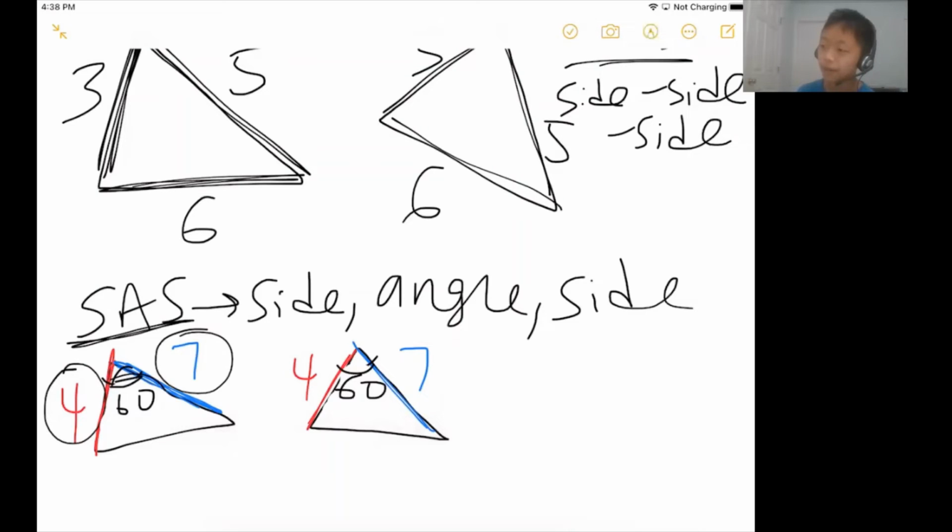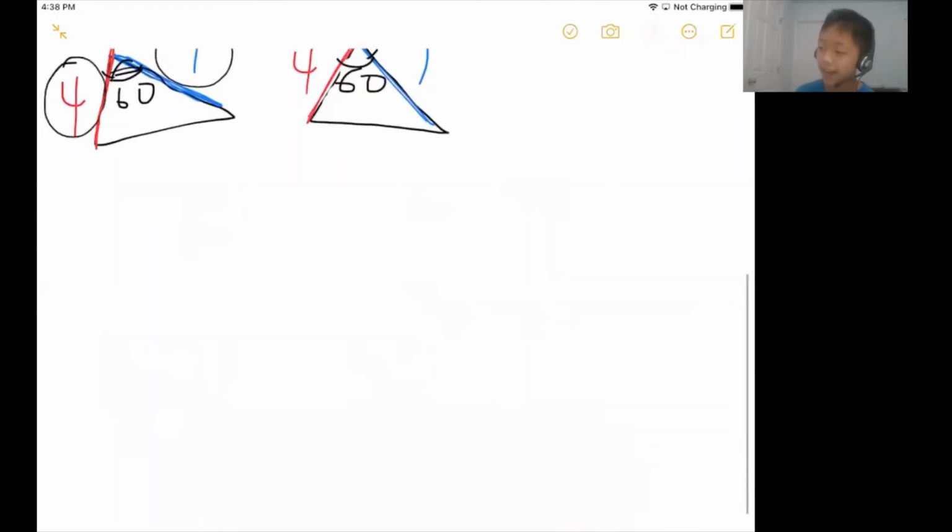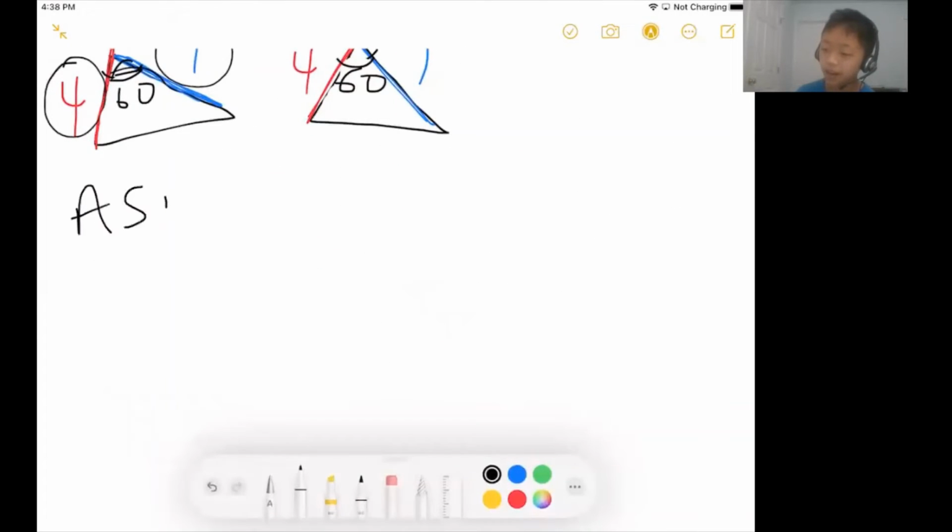The third type of congruence is called ASA. And ASA congruence, you can probably guess, stands for angle, side, angle.